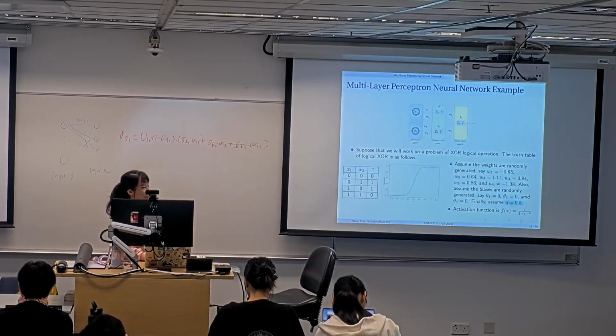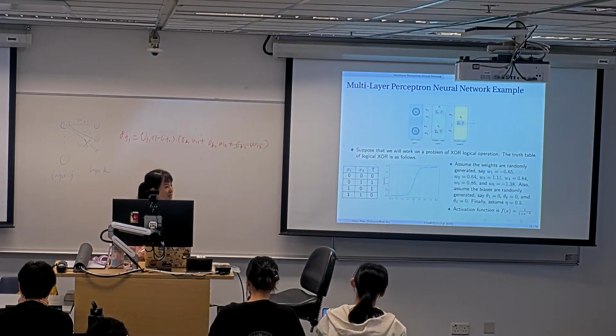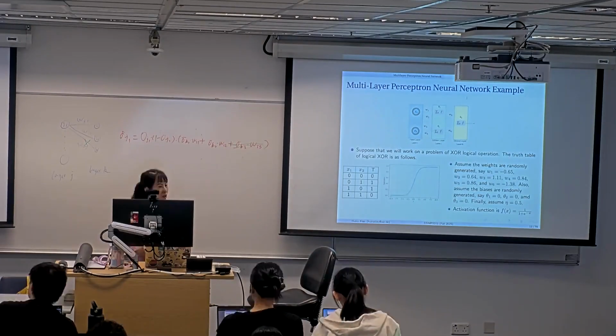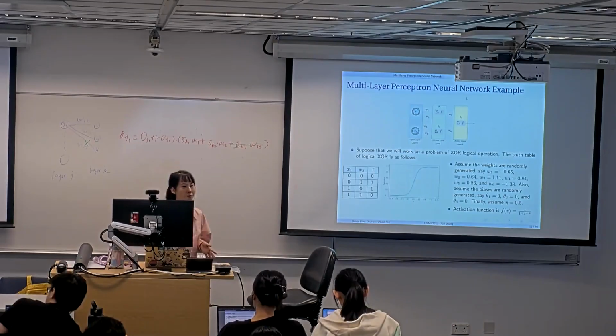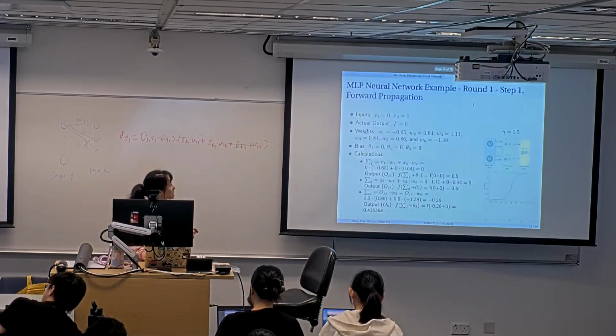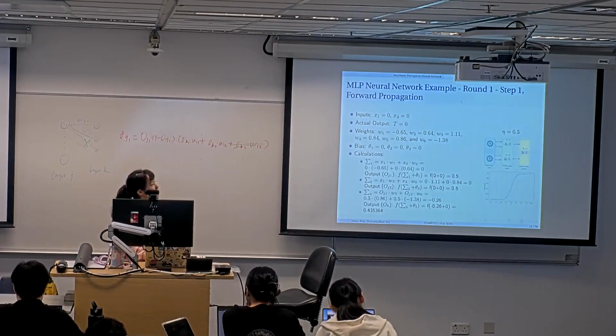Activation function already selected as the sigmoid. And note that now in total we have 6 weight parameters and 3 bias parameters. So this MLP model in total has 9 parameters to learn. Then let's start the learning process. Round 1, step 1. We do forward propagation.